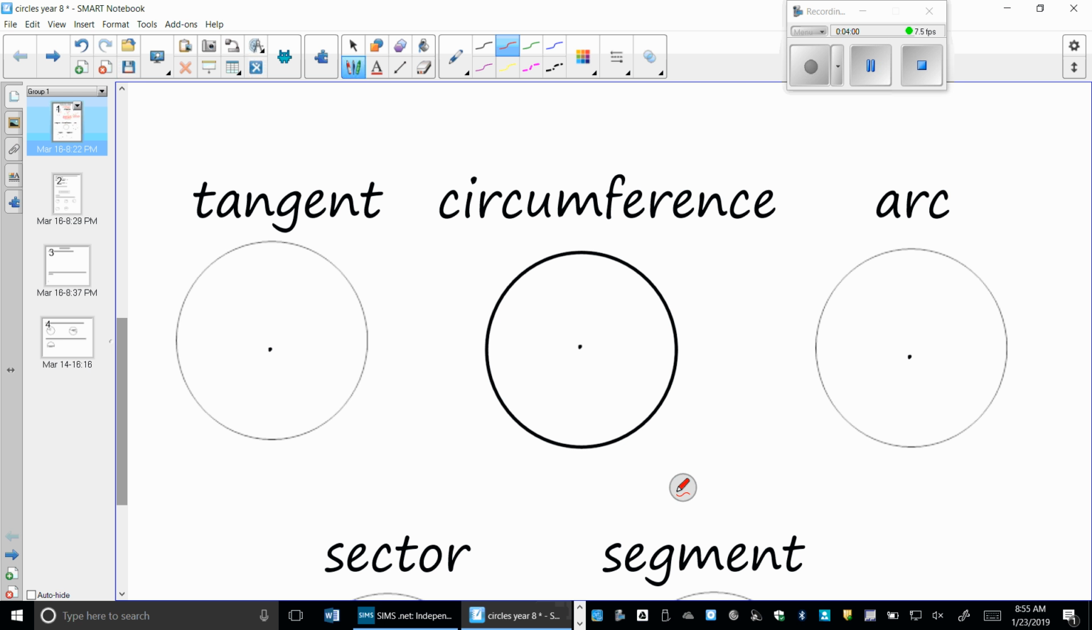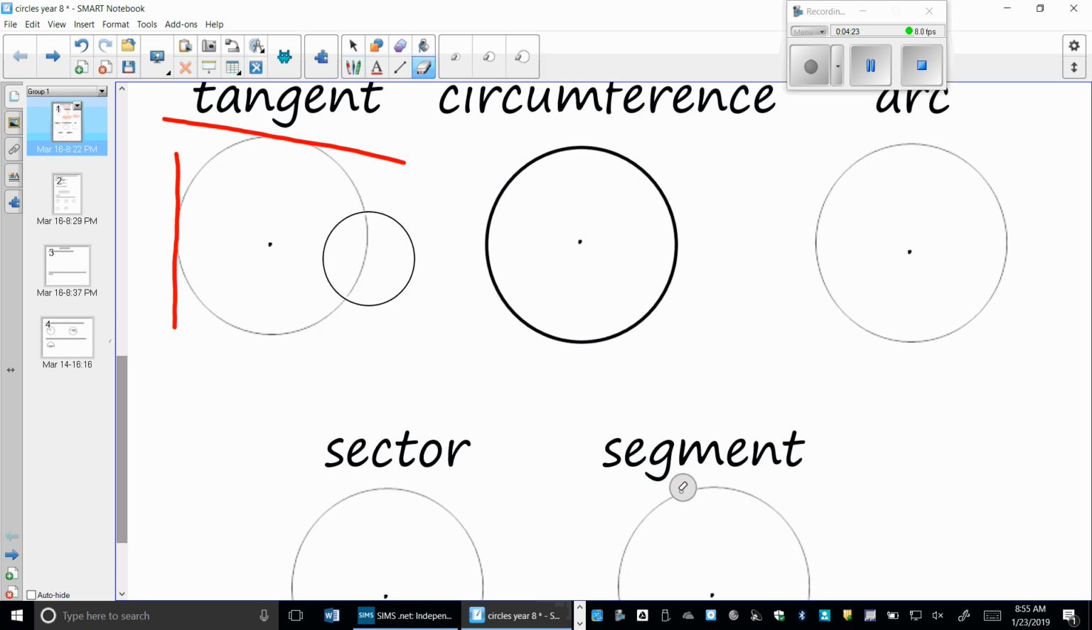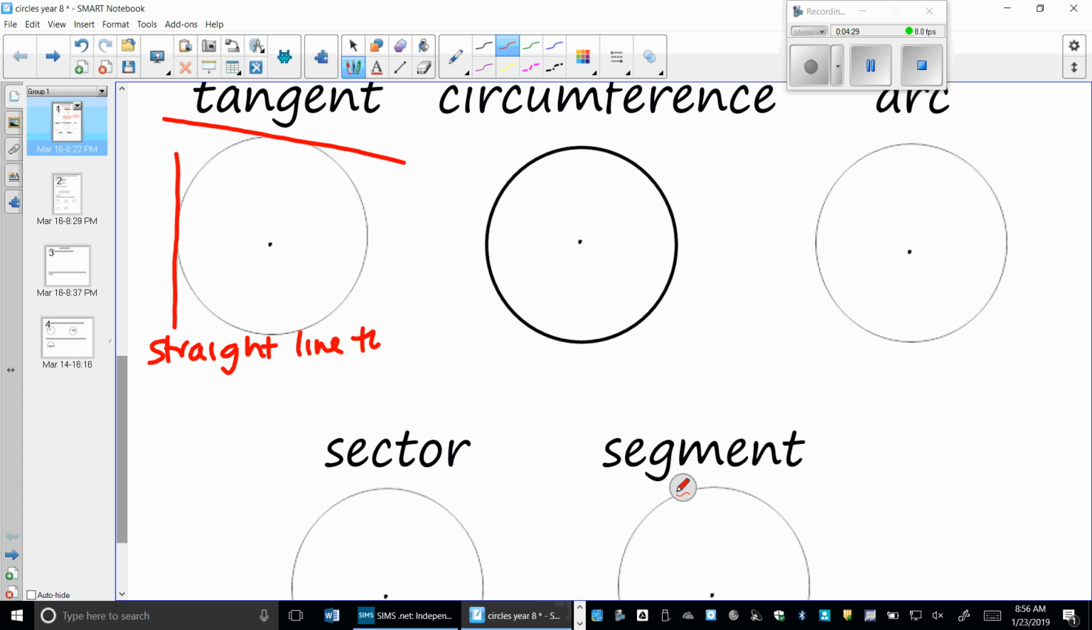Tangent. Does anyone know what tangent is? No? It's probably a brand new word to most of you. It's a straight line that just touches the circle edge. Ideally you'd perhaps be drawing this with a ruler. It could be anywhere though. You can draw it here or here, wherever you like. It's a straight line that just touches the circle edge. Okay, so it just touches it.